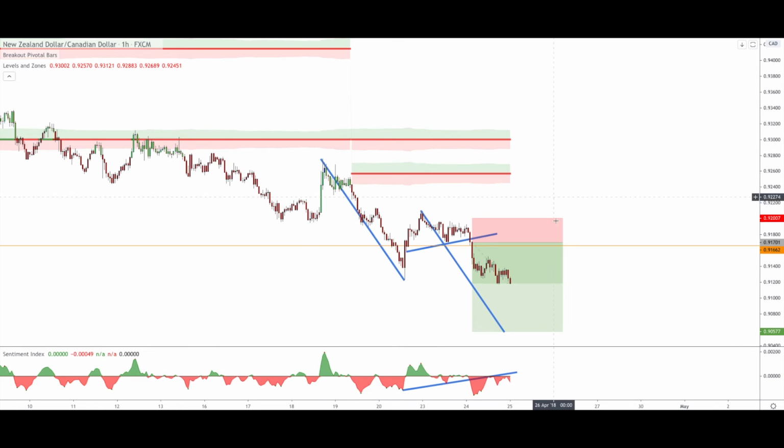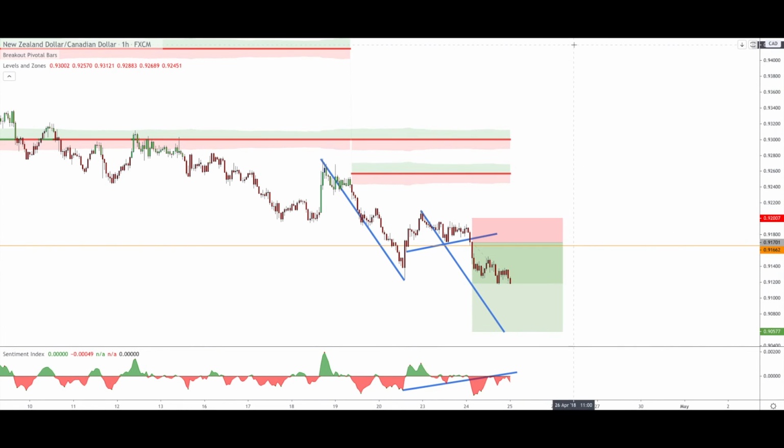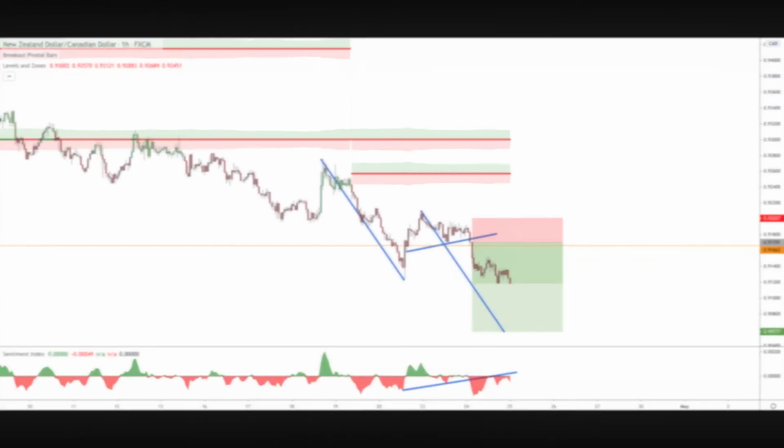If we get to the target, then we make a 3.7x return. If not, we will still end up with a very tiny profit, but still a profit, and most importantly, we will not lose any money. So let's wait and see.